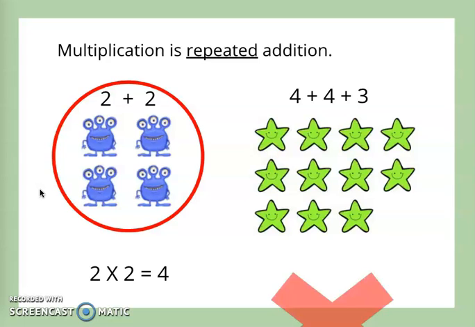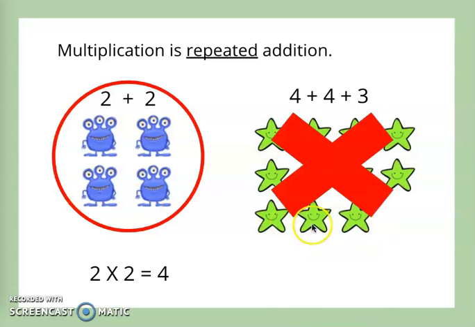And sadly, the other side cannot be changed into multiplication. This is not a repeated addition. We have 4 plus 4 plus 3. In order to turn this into multiplication, we have to make the last row into 4. So we have to have another star right here to make this into 4 stars.